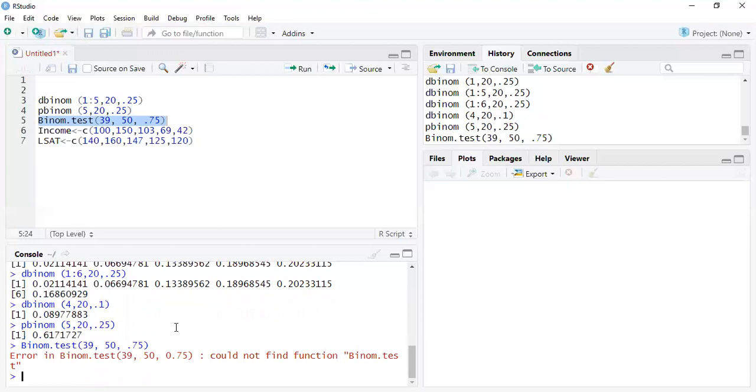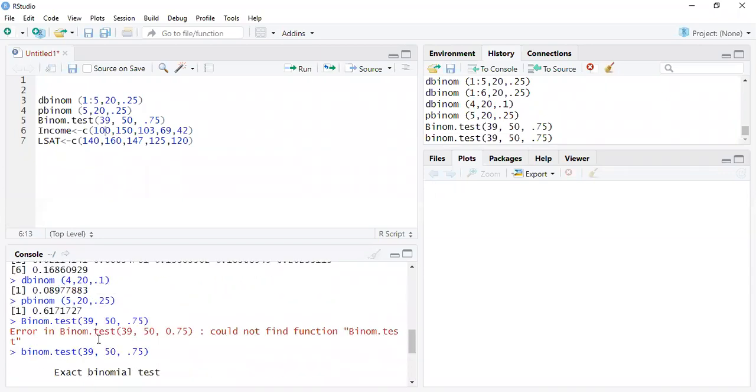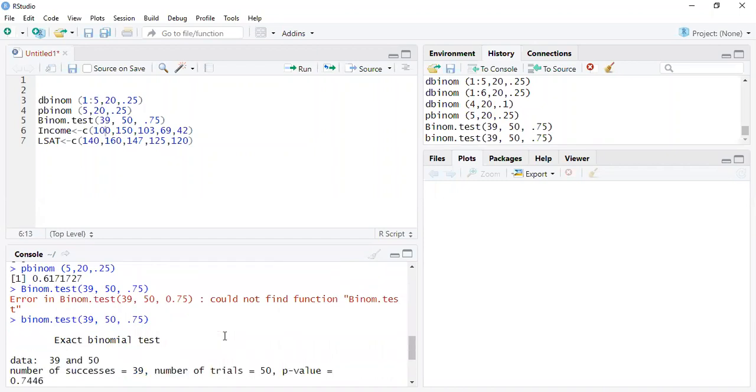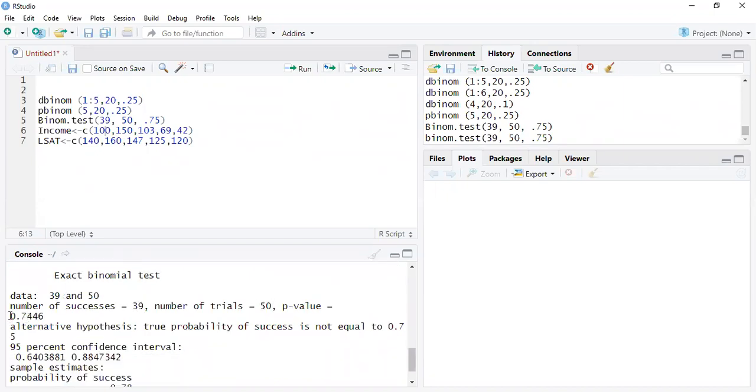Sorry about that. I just had to change the B. It was a capital B. Remember, it's very case sensitive. So here we have the number of successes, 39 out of trials, 50. The p-value is 0.7.